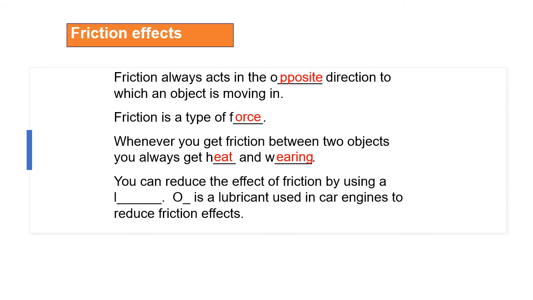So how can you reduce friction? You can reduce friction by using a lubricant. And the most common example of lubricant that we use in car engines to reduce friction is oil. Okay, so that is what you need to know basically about friction.